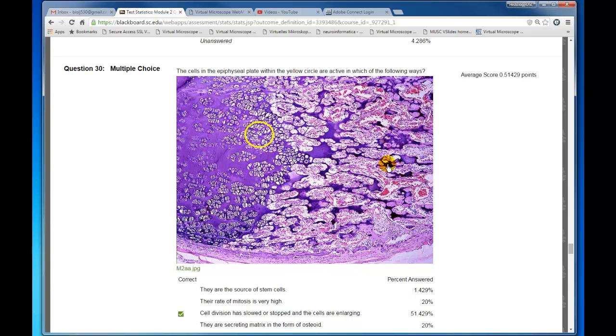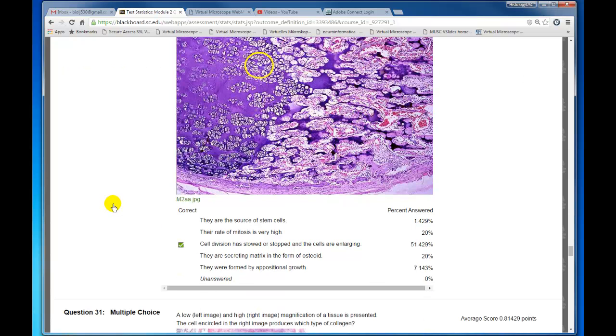And then later on, the deposition of bone is exhibited by the osteoid, the little pink layers on the calcified cartilage. So in this area here, cell division has stopped. So there's no growth going on here. It's just enlarging and getting ready for the matrix to calcify so that bone can be deposited.